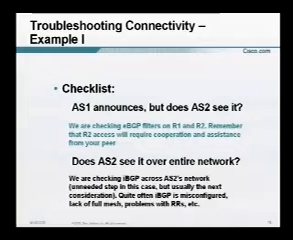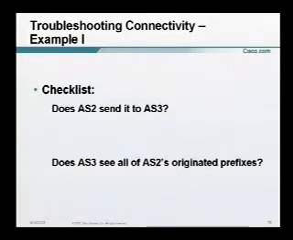Does AS2 see it over its entire network? Well, here we're checking the iBGP across AS2's network. I mean, in this particular example, it's not needed because we've only got one router. But most ISPs have a large iBGP mesh. Quite often the iBGP is misconfigured. It could be a route reflector problem. It could be an iBGP mesh problem. Things that I've covered earlier in the presentation. Okay? You want to check through some of the things that I've mentioned before about the iBGP mesh.